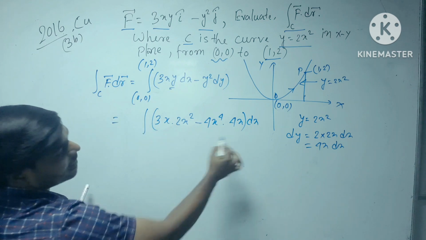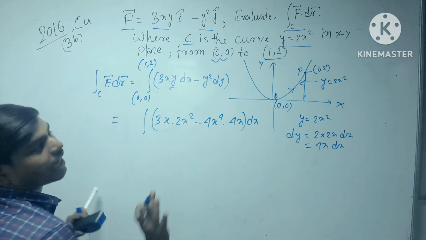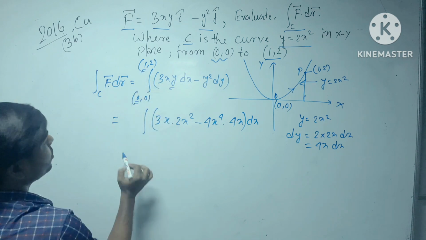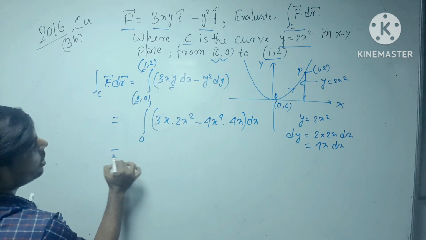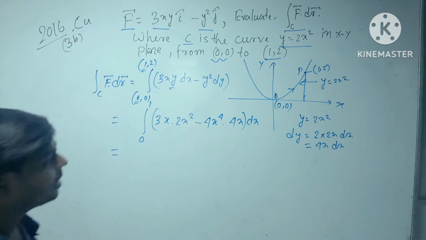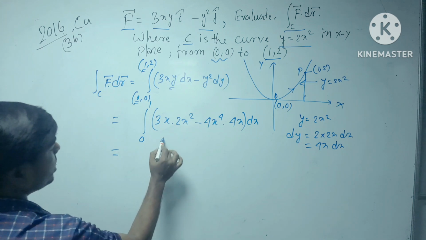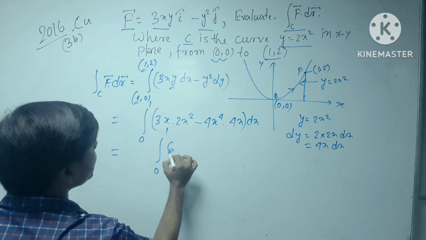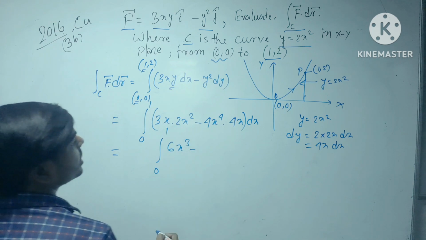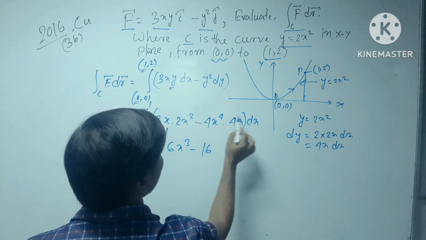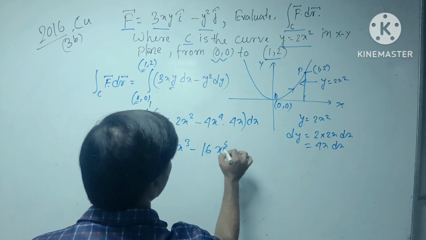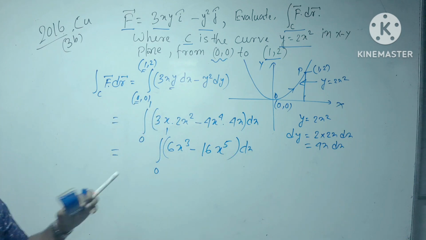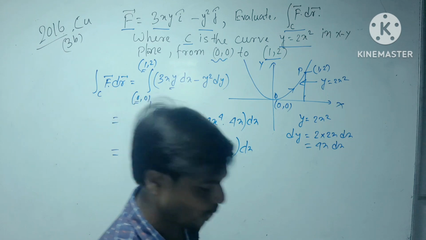Now the integration is for the x variable, right? So what is the limit of x? From 0 to 1. So integrate this one, so you will get the result. What will the integration be, very simple, 0 to 1, it is 6x cube minus 16x to the power 5 dx. So do it by yourself, this is a very simple integration, I am not wasting time doing it.